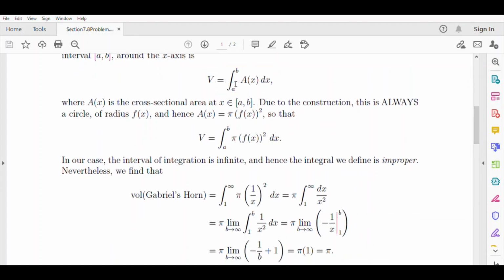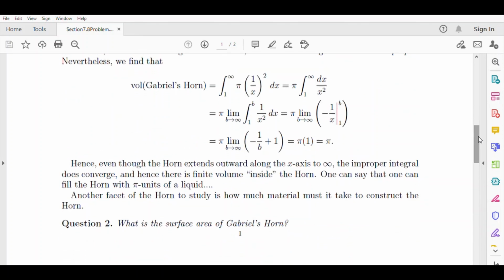Volume V equals integration a to b A(x) dx, where A(x) is pi f(x) square. So pi f(x) square, pi into (1 by x) whole square dx. Now this is the improper integral. So to find the integral, we have to do it this way.